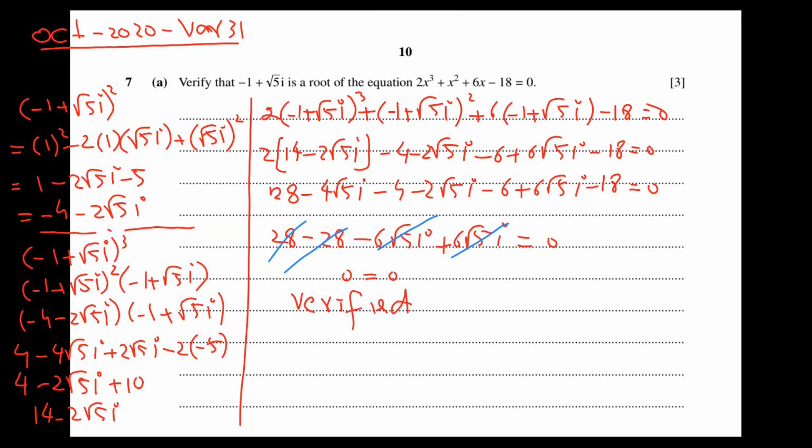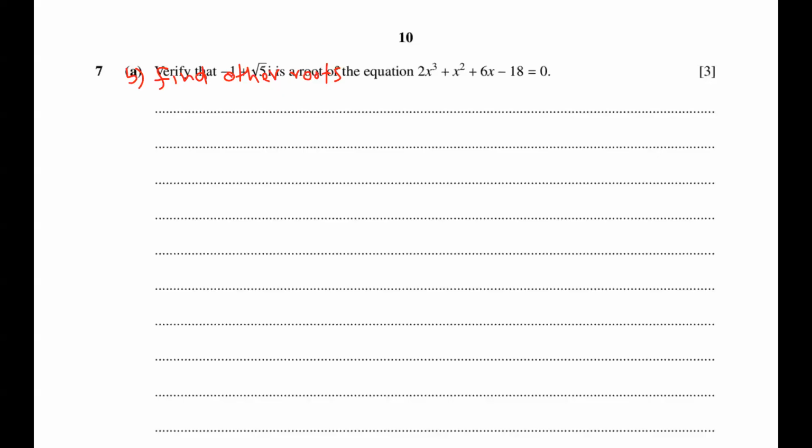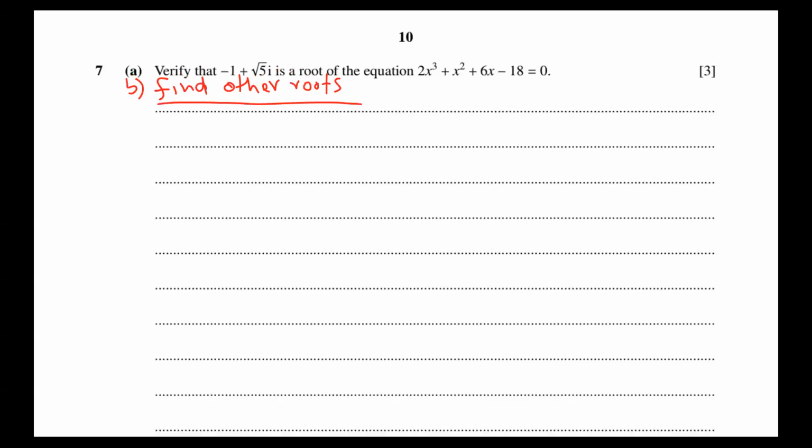So verified: -1 plus root 3 and root 5 iota is a root of the equation. So the first job is clear. After this, we'll go for part B. Part B of the same question is to find the other roots of the equation.